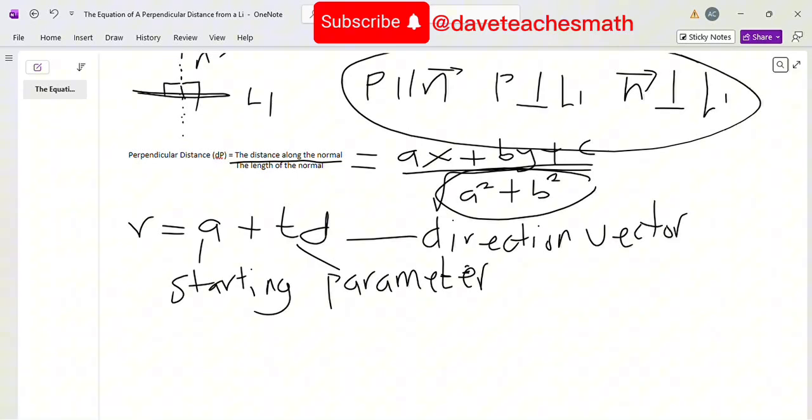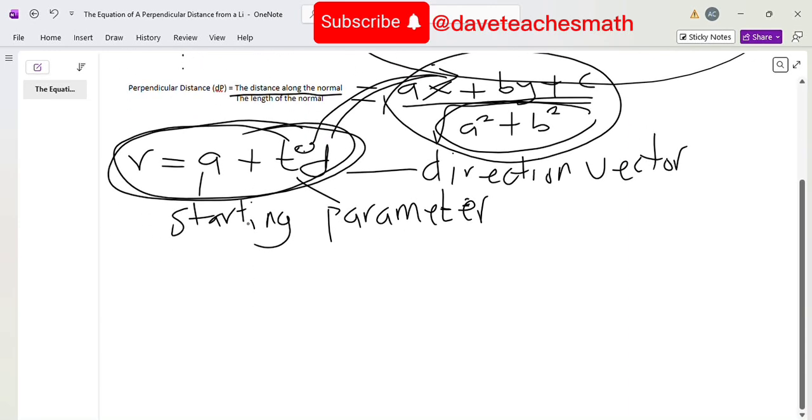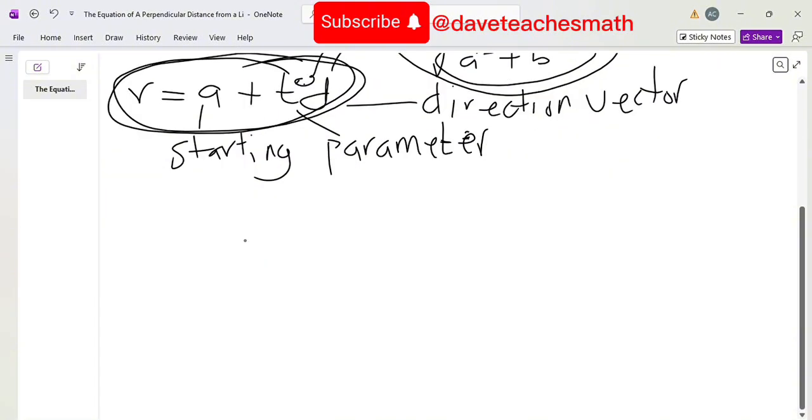Okay, so if you have an equation in this form, it's not going to help us in the form of the perpendicular distance. So we will need to convert it from this form into a form that has the x and y coordinates in it, which is also called the Cartesian form. So we are going to change it from the parameter form into the Cartesian form, so that we can work with it in the perpendicular distance formula.